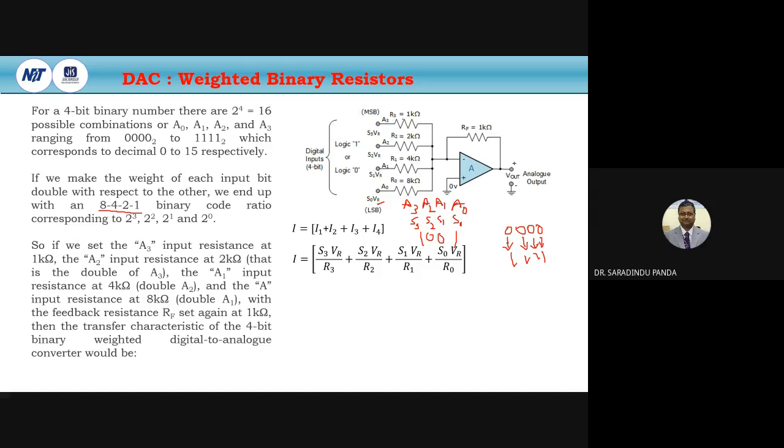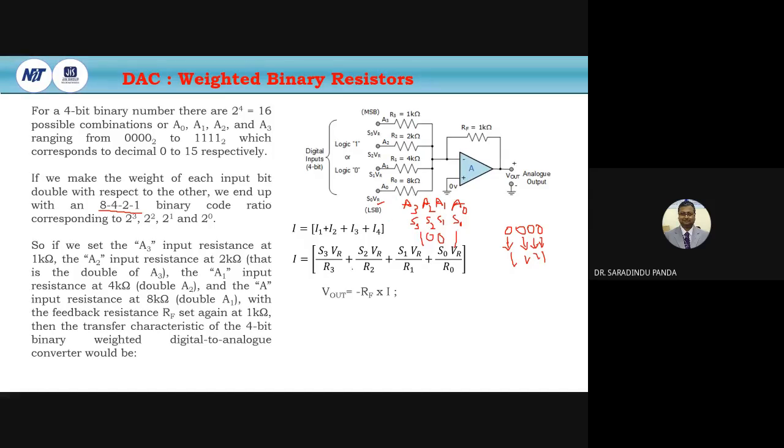The MSB resistance should be less, due to the high current at the MSB. If we put the MSB as 1, the current will be larger than if we put the LSB as 1. So the MSB current, called I3, should be greater than I0. For this reason, the R corresponding to the MSB should be less and the LSB's should be higher.